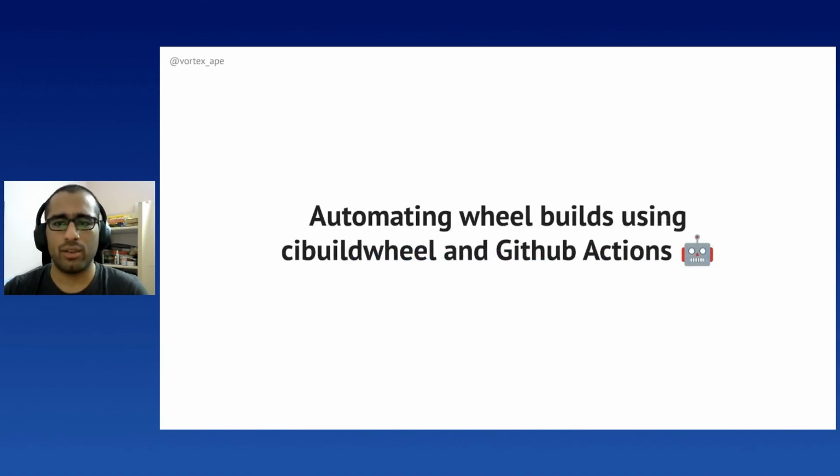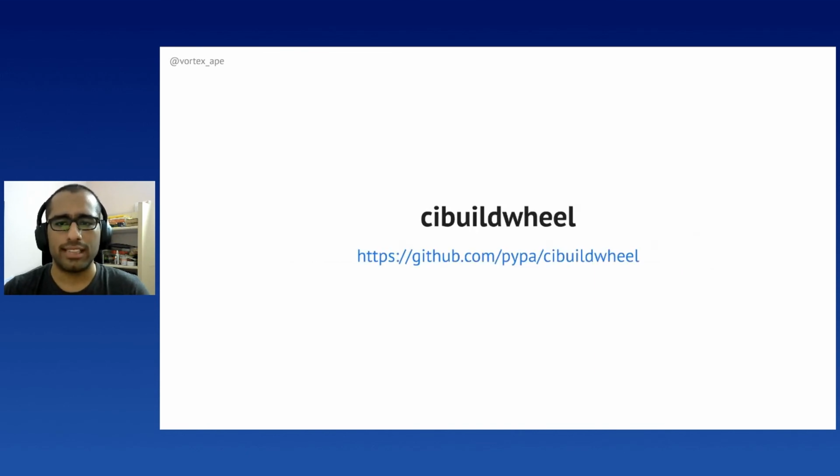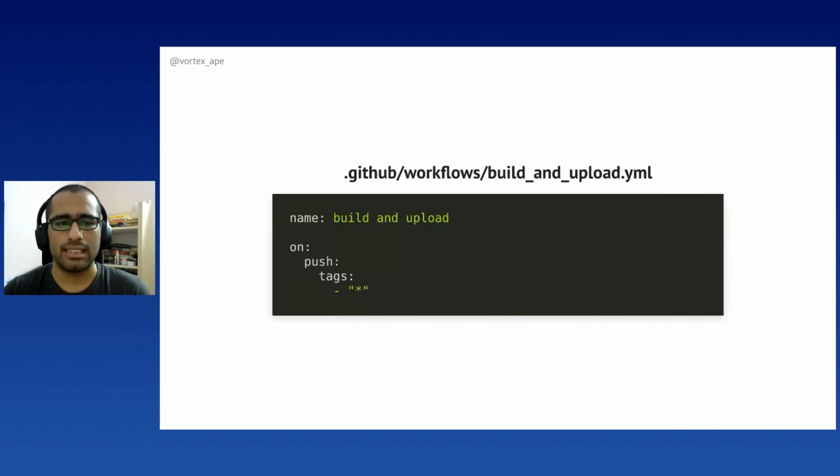Finally, let's look into how we can automate wheel builds using cibuildwheel and GitHub Actions. cibuildwheel is a useful tool which can help us build wheels for all platforms with minimal CI configuration. This is how it works. We create a GitHub workflow, which will get run on each push of a tag.